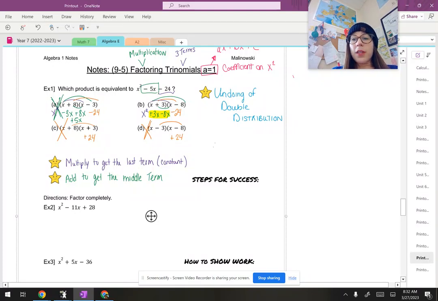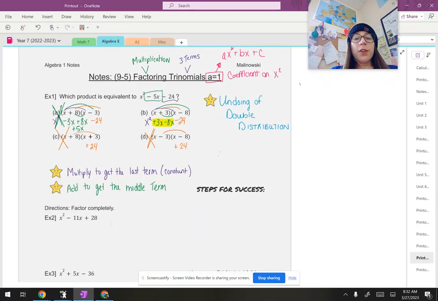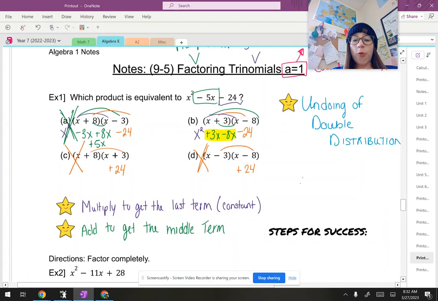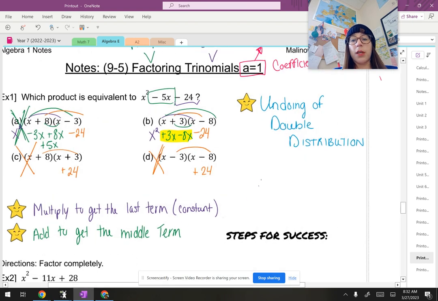All right, so continuing on with 9-5 notes here. So we figured out in this first example that in order to get to that negative 24 that we were working with, we used multiplication. So we filled in that first star with multiplying to get to the last term. And then we used addition to get to that negative 5x or that middle term. So that's going to come in handy as we work through some other examples here.